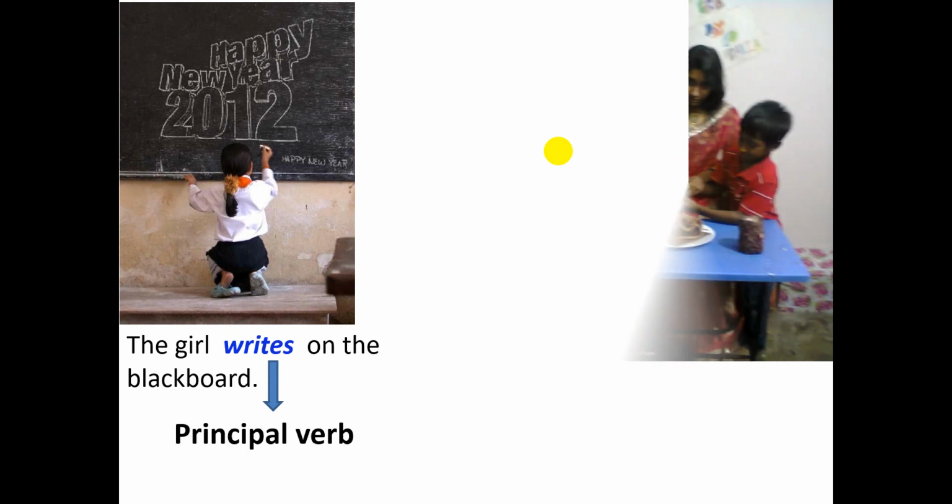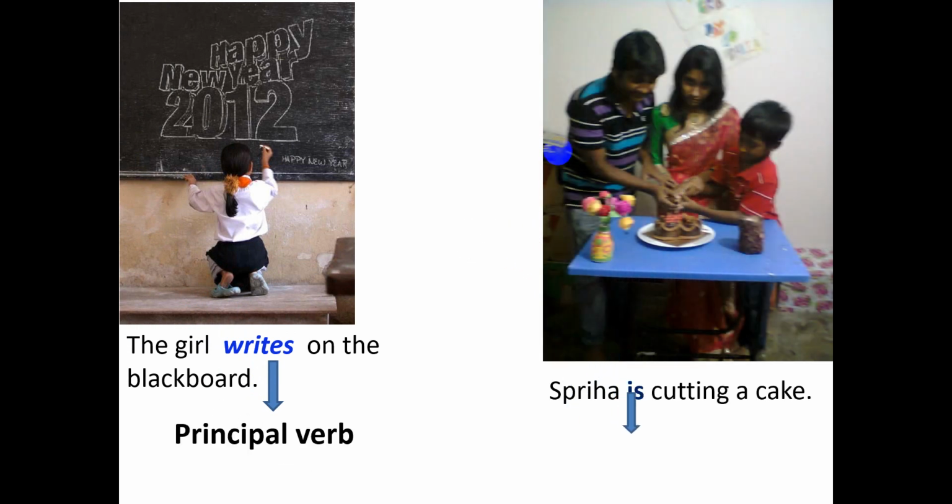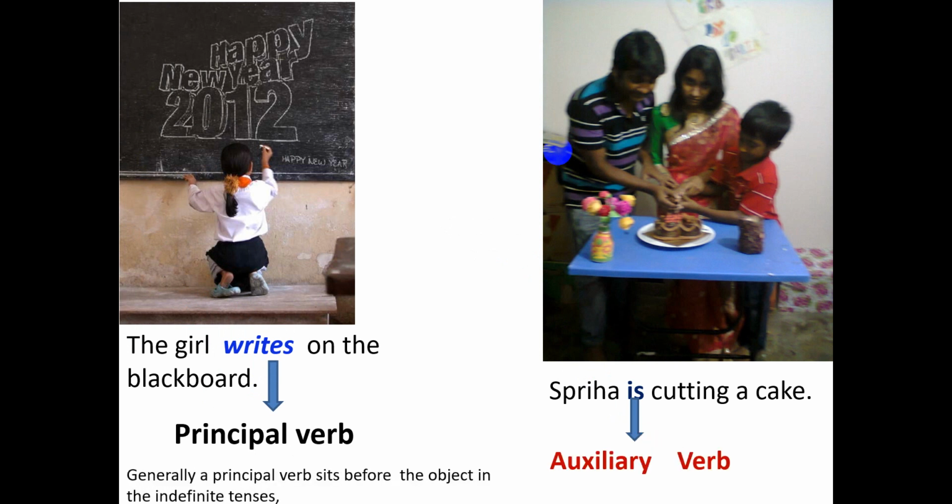Now, look at the picture, dear students. Here you can see the girl writes on the blackboard. Again, you can see Ispriha is cutting a cake. Students, mind, here writes is the principal verb and is is the auxiliary verb. Generally, a principal verb sits before the object in the indefinite tenses. And always an auxiliary verb sits before a principal verb.